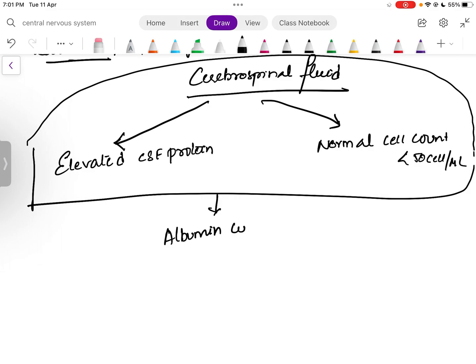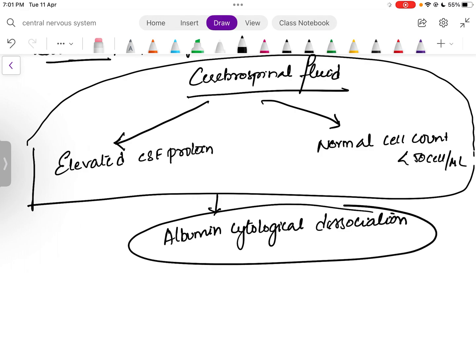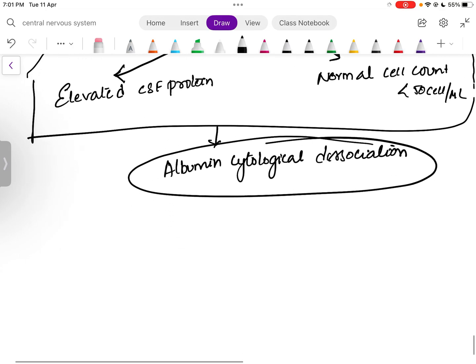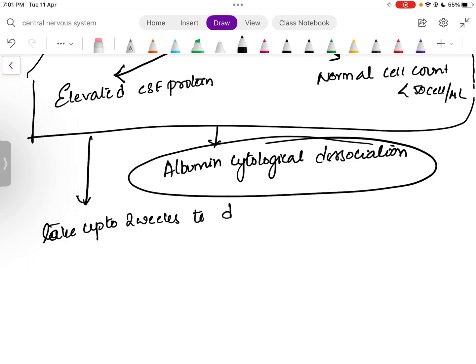This is called albuminocytological dissociation. This is the term given for this variation. That is, only elevated CSF protein will be seen and cells are not increased. And it will take up to 2 weeks to develop these changes.